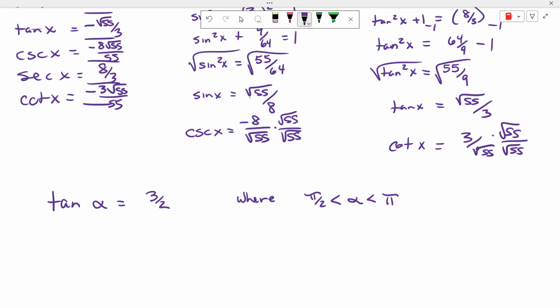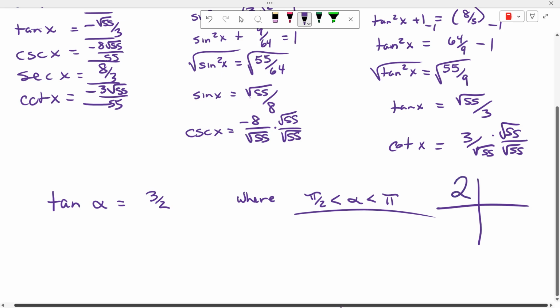All right. The tangent of alpha equals 3 halves, where alpha is in between pi over 2 and pi. And you're going, what does this talk about? Well, this is talking about what quadrant we're in. What quadrant is in between pi over 2 and pi? Quadrant 2. Oh, tangent is negative in quadrant 2, so that should be a negative.